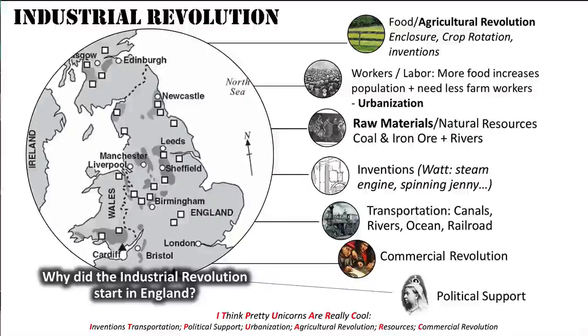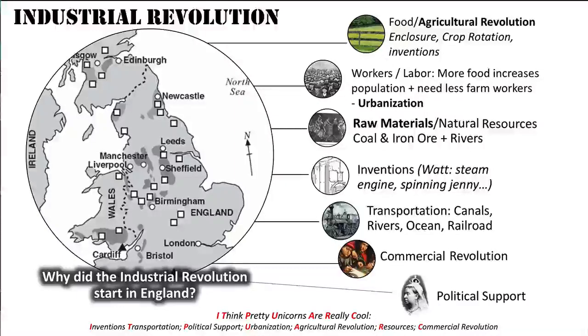So that's another thing. And like I said, between enclosure, which is creating larger farms, crop rotation, which allows you to use all of the land, and the inventions that mechanize farm work, suddenly the same amount of land is producing many, many, many more crops. All right, much more food.